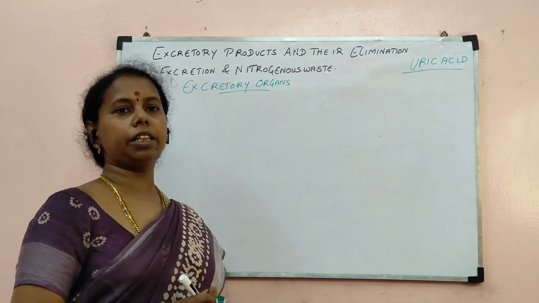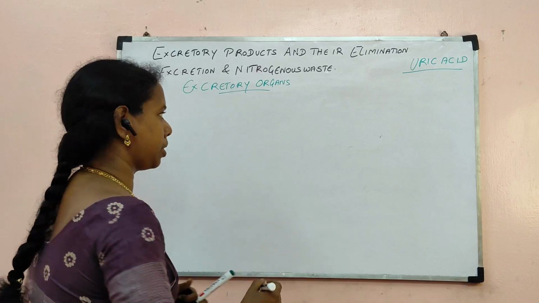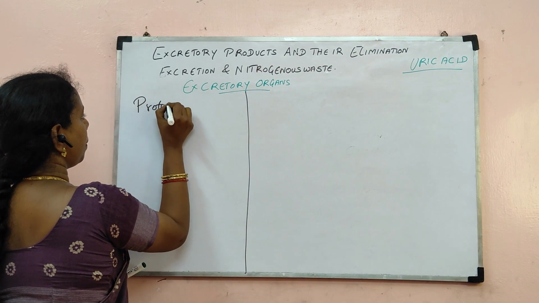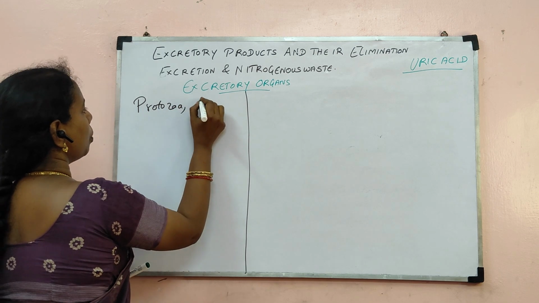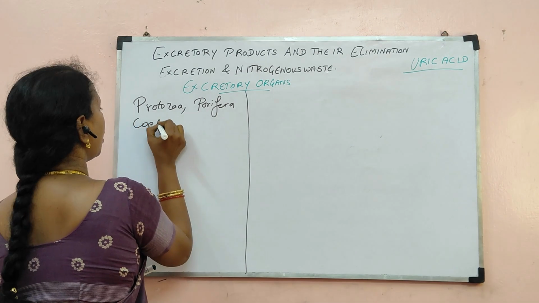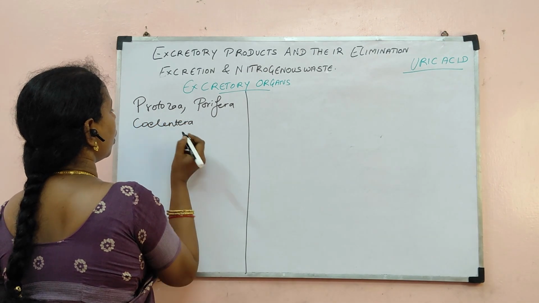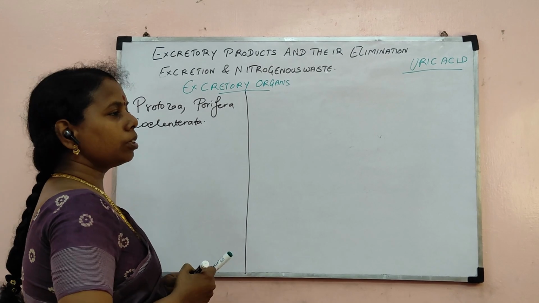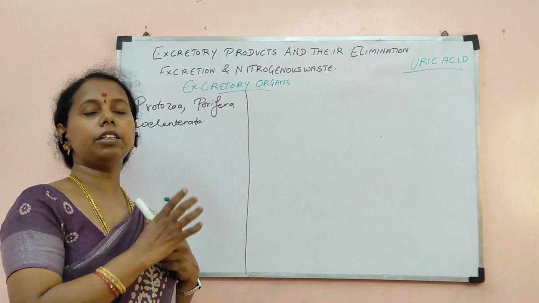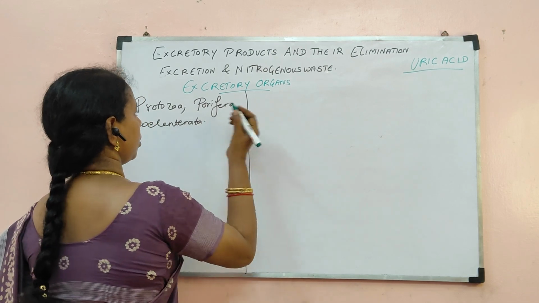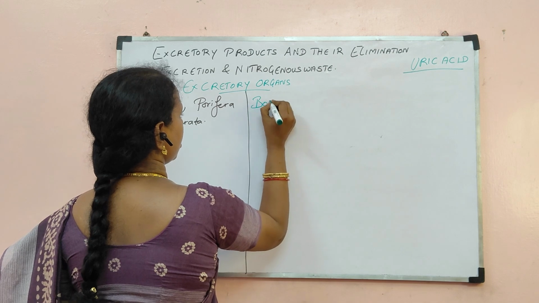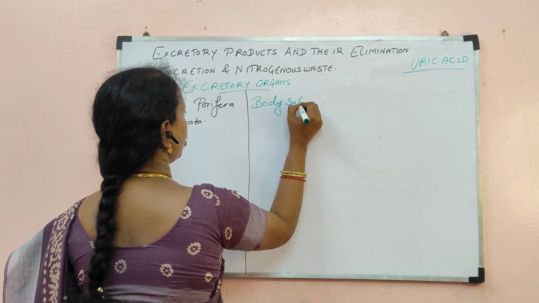Now let us see what are the excretory organs and the organism. If we see protozoans like amoeba, porifera like sponges, coelenterata or cnidarians, these organisms do not have any special organs for excretion. So they remove the body waste through the body surface by a mechanism, as you know, diffusion.